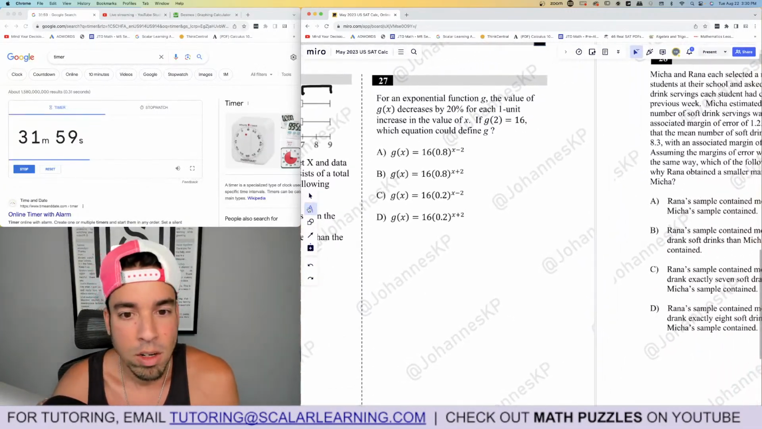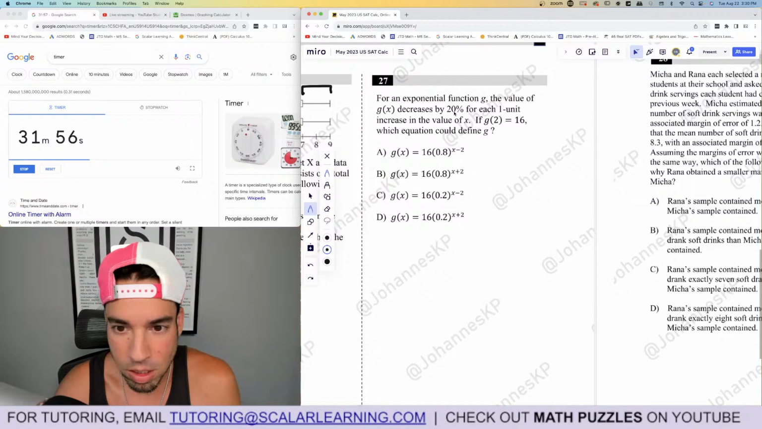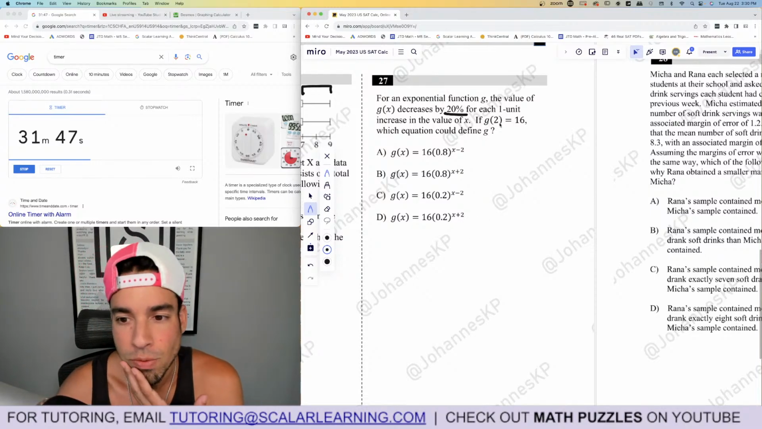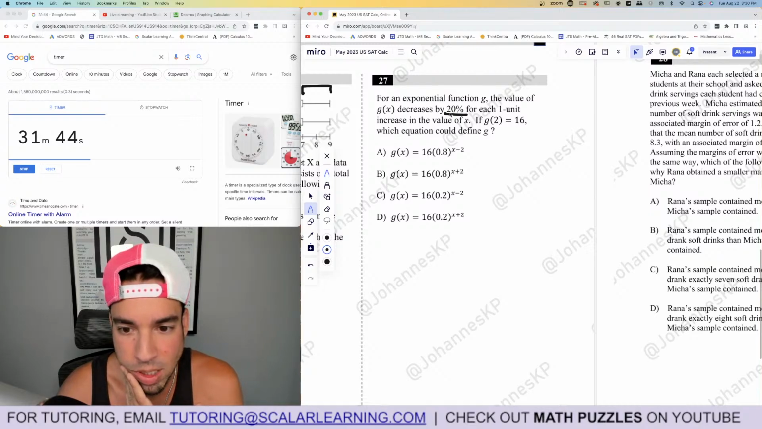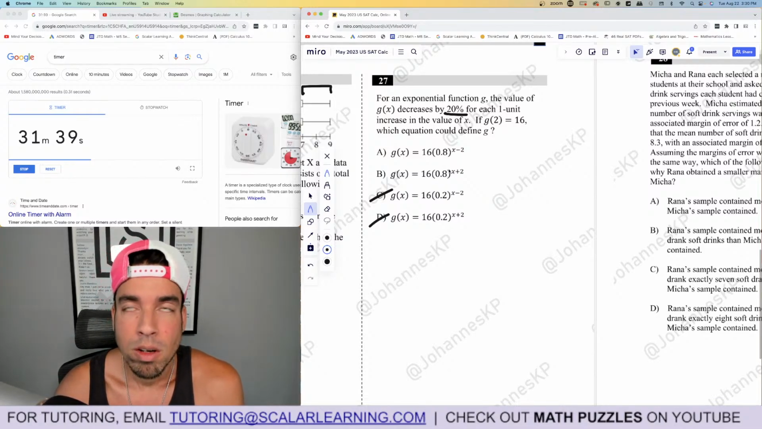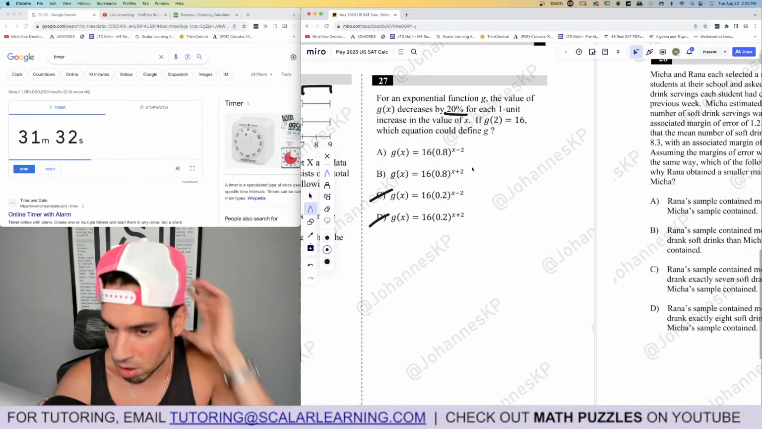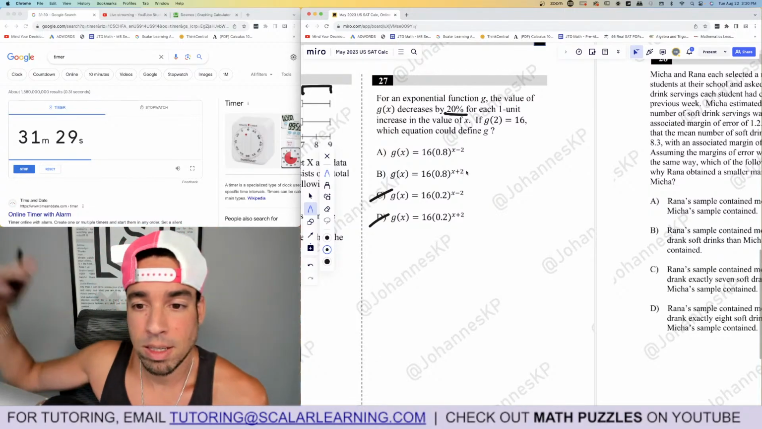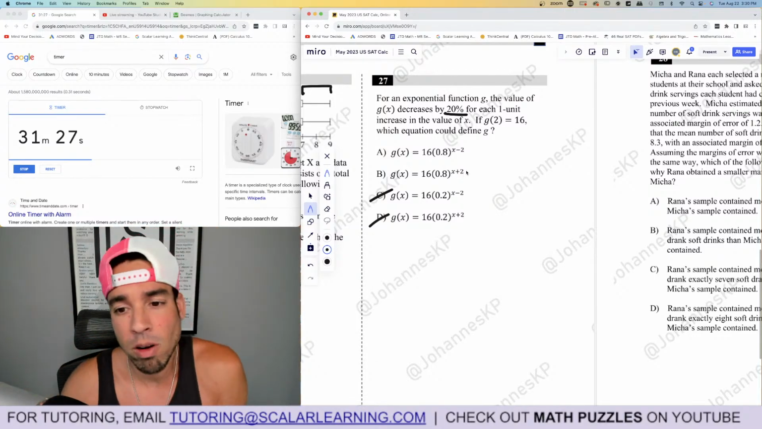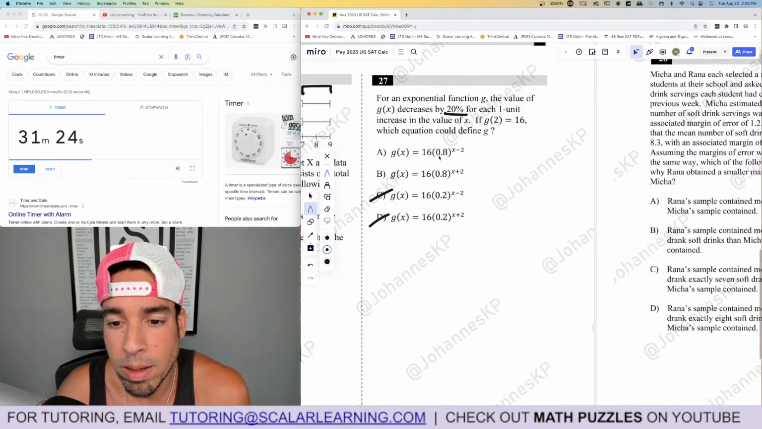So that's that. For an exponential function g, the value of g of x decreases by 20% for each 1 unit increase of the value of x. All right. So g of 2 equals 16. Which equation could define g? All right. So first, we're talking about a decrease of 20%. So it's got to be the 0.8. These are decreases of 80%, right? Because if you're multiplying a value by 0.2, you're getting 20% of that value, 80% less, right? So if I want a decrease of 20%, I want to basically say it's 80% of the original. All right. So we got these guys.